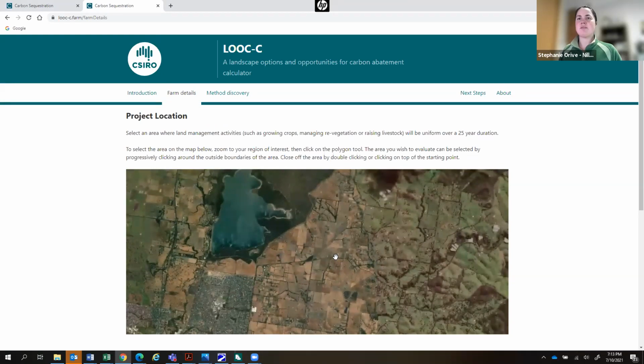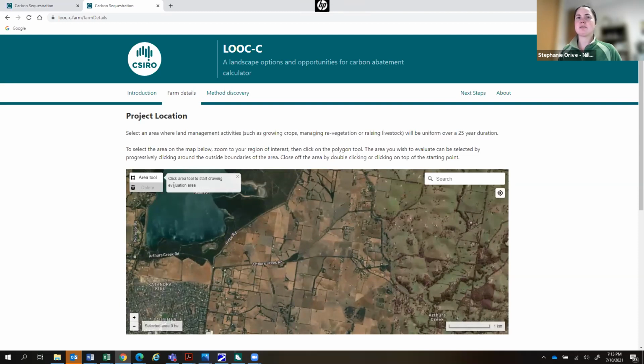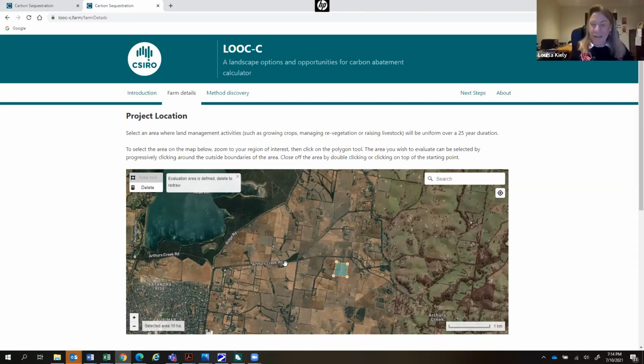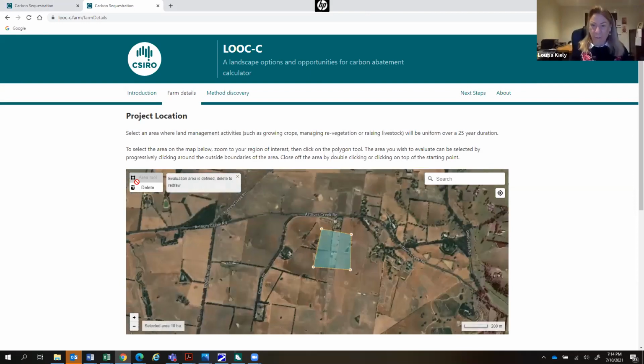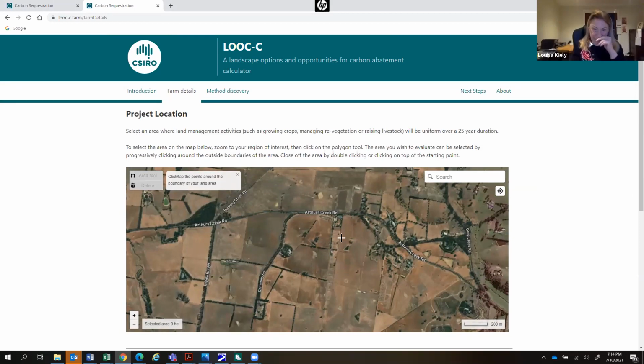So for the sake of this demo, we're going to be in Arthur's Creek. You can use this area tool up here to draw a polygon. And how big is this going to be? You can see that she's chosen 10 hectares. Now that's going to be a little bit too small to show much carbon, so we will get Stephanie to increase the size of that. See if we can find that patch of trees again.